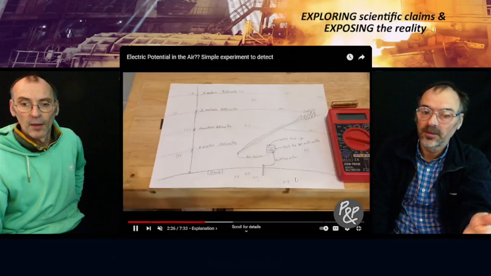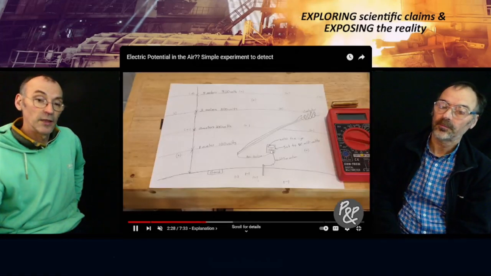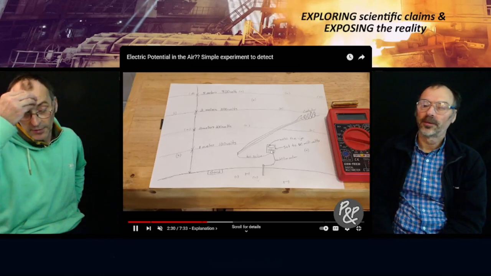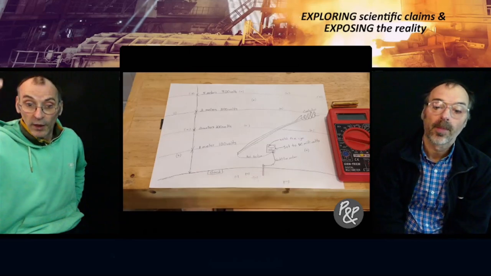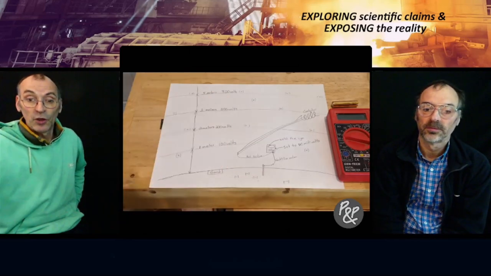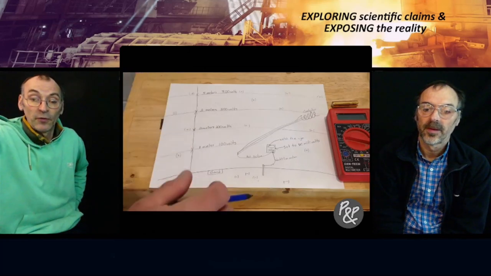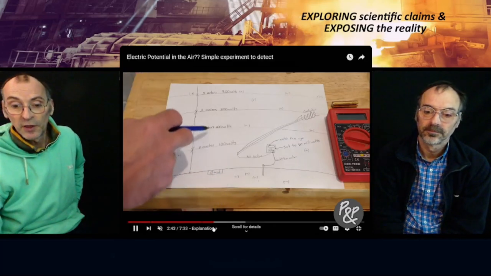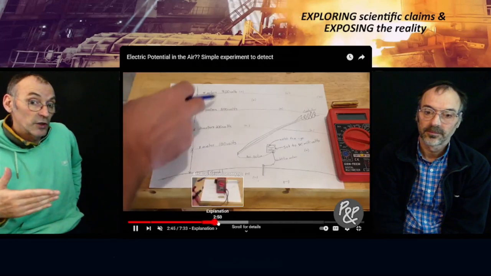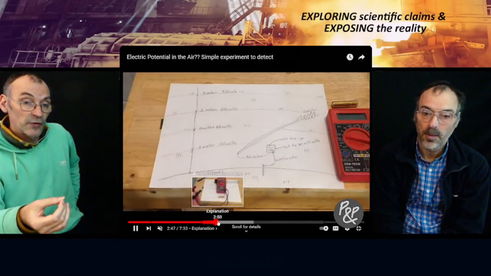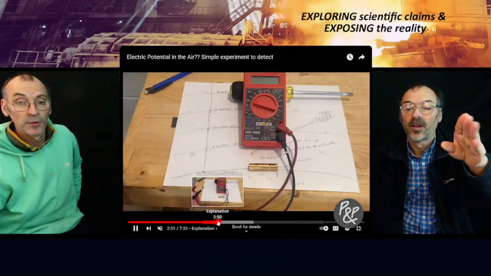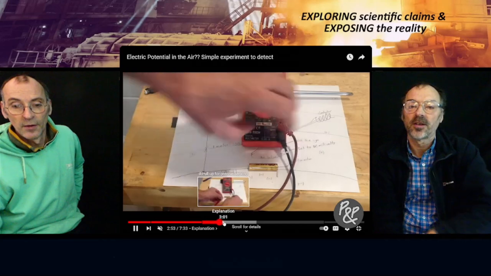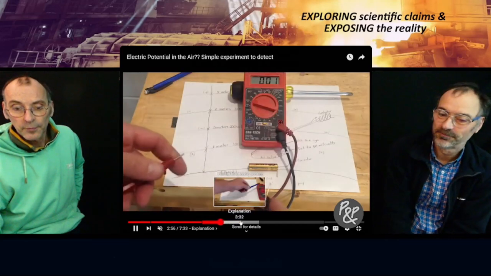Then he gives out electrical potential. Apparently, the gradient, every 1 meter, 100 volts, 200 volts at 2 meters, 300 volts at 3 meters, and so on and so forth. So he gives out his little idea as to what's going on, what causes the display on his multimeter to change. The science behind it all.